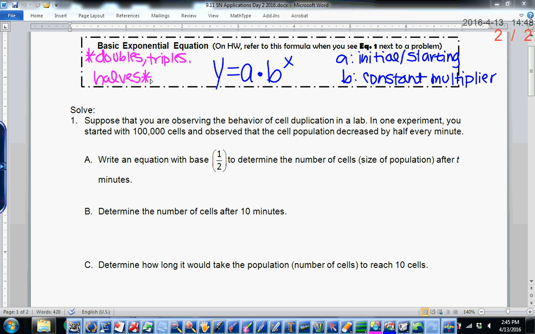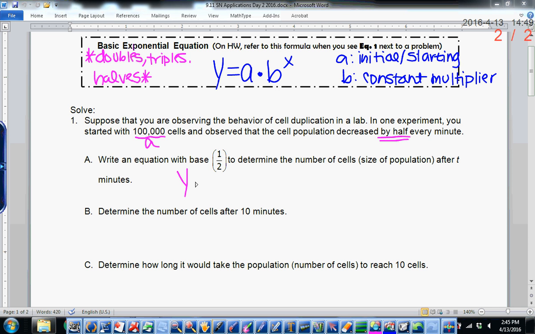All right, so let's look at number 1. Suppose that you are observing the behavior of cell duplication in a lab. In one experiment, you started with 100,000 cells and observed that the population decreased by half every minute. So this "by half" right here, that's what's telling us that we're going to use this equation, that we're going in the same pattern, okay? What is this 100,000 going to be? That's our starting value.